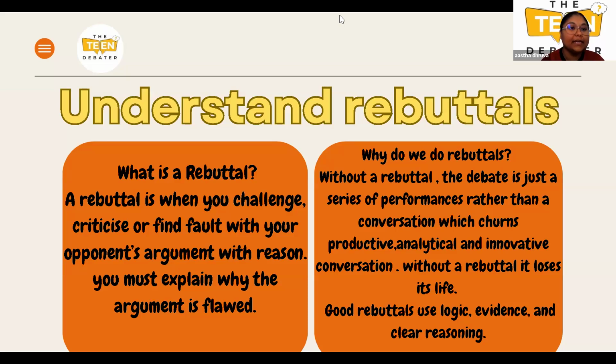That is the whole point of debate. If you don't question those key points and ask for evidence, what is even the point of debating? And that's why rebuttal plays a very crucial role in debating. Good rebuttals often use logic, evidence, and clear reasoning. I will touch upon that a little later.